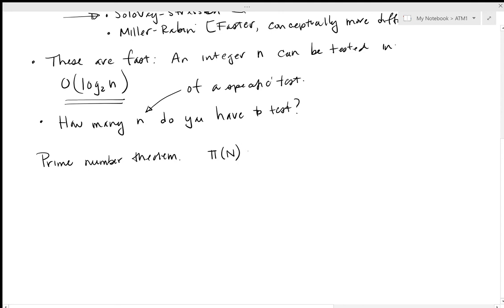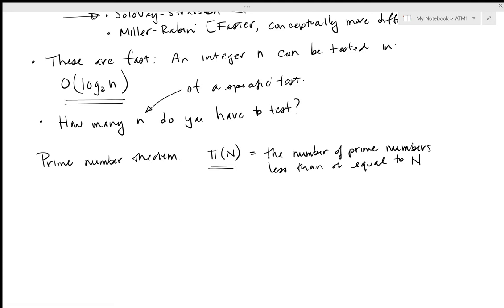So let me just write what that is. This is pi of n equals the number of prime numbers less than or equal to n. It's capital N. Okay, so that's the notation we use, capital pi of n. When we see this, we're thinking, okay, this means how many prime numbers are there less than or equal to n. And the prime number theorem gives us an estimate of that.